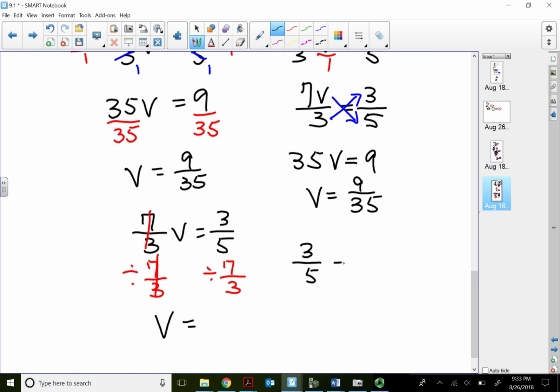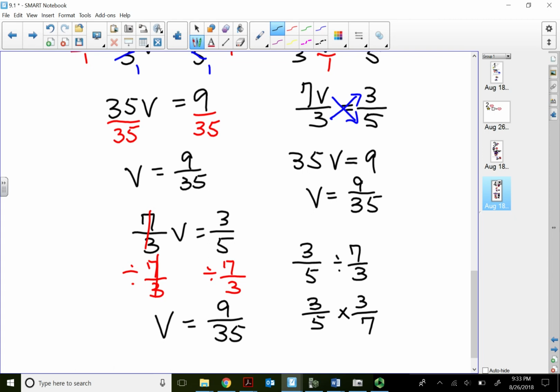3 over 5 is going to be divided by 7 over 3. Division of a fraction means times the reciprocal. So that would be 3 over 5 times 3 over 7. Since the two top 3s may not reduce with the 5 or 7, we multiply side by side. So I get 9 over 35.